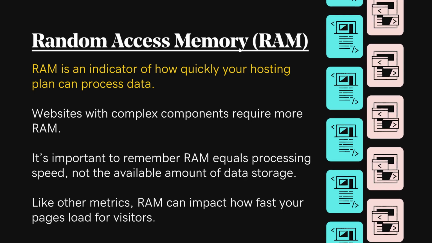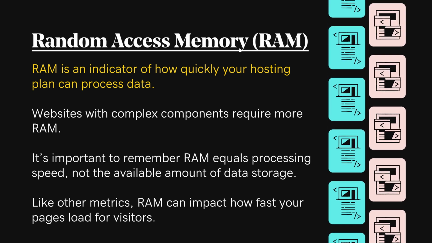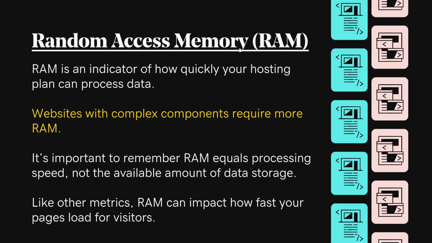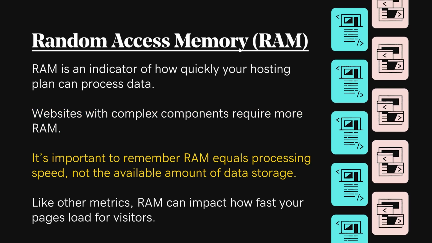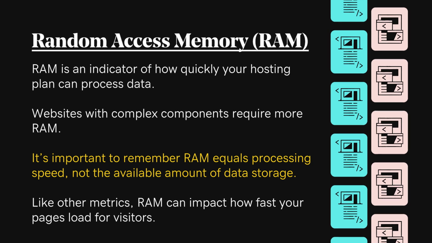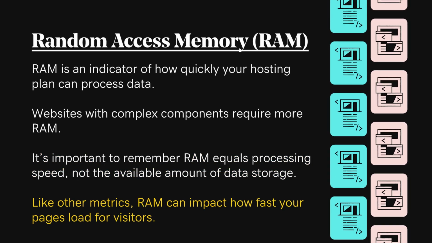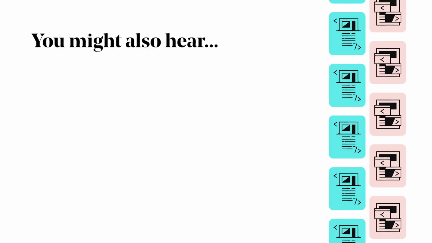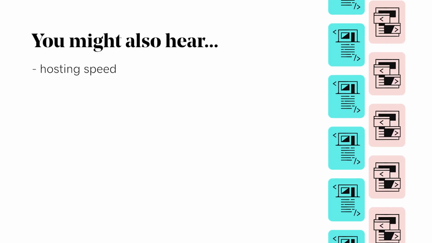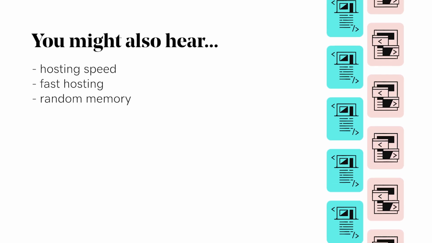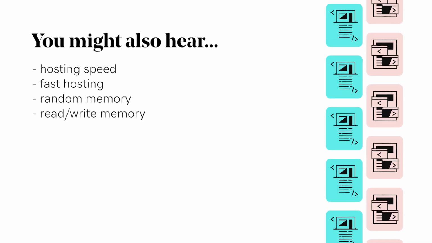RAM is an indicator of how quickly your hosting plan can process data. Websites with complex components require more RAM. It's important to remember RAM equals processing speed, not the available amount of data storage. Like other metrics, RAM can impact how fast your pages load for visitors. You might also hear hosting speed, fast hosting, random memory, read-write memory.